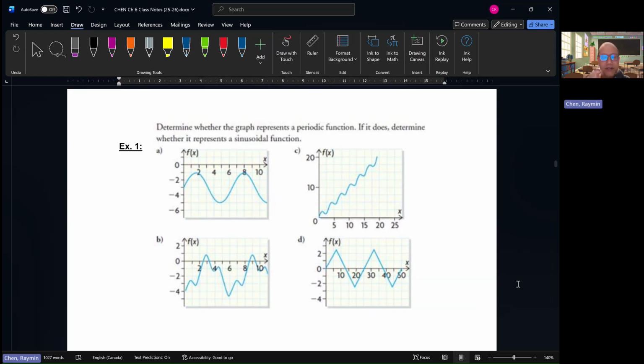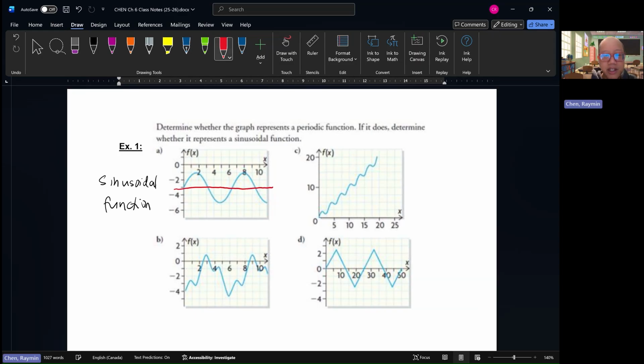As you pause, if you see the question, example 1: determine whether the graph represents a periodic function. If it does, determine whether it represents a sinusoidal function. For the first one, for sure the answer is yes. This is clearly a sinusoidal function. It's wave-like. There is a midline. And let's just emphasize the equation of the axis right here. Most of you can see that. So the EOA for this one is y equals -3. Amplitude, we'll use purple.